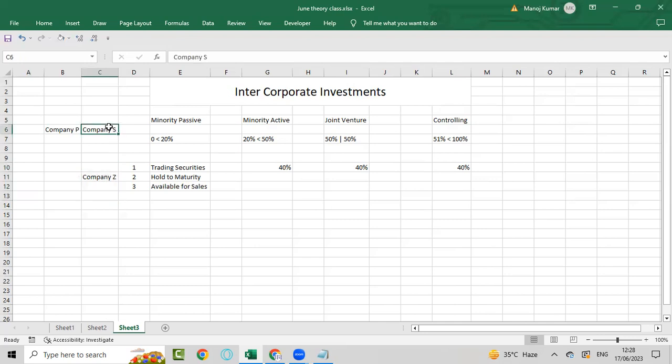But still company S is a subsidiary of company P. So controlling investment. Did I make my point clear?